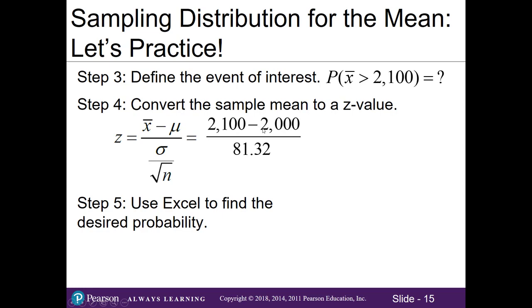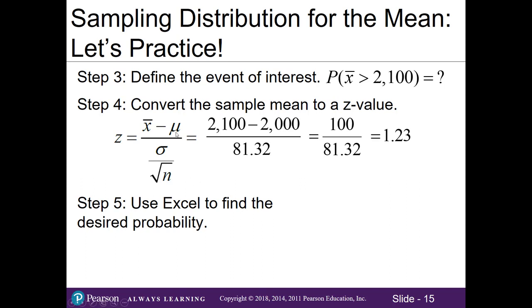So I always do this in steps, so in case I make an error, I can go back and see where I made my mistake. So I'd go ahead and subtract these two, and I get my 100 over my standard error of 81.32. When I plug that into my calculator, I get a z-value of 1.23. In other words, 2,100 is 1.23 standard deviations away from the mean.